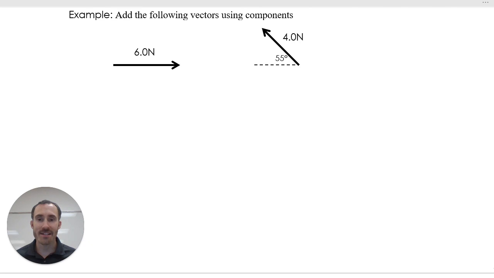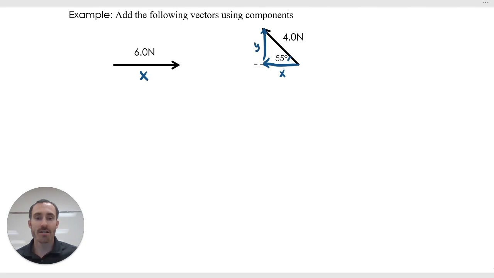We'll do one last example here. I'll do it a little bit faster this time because, you know, you can pause and go back. So, the 6 newtons is an x component. This 4 newton vector has an x component this way and a y component this way. So here's x, here's y, this is the 55 degrees. So we're going to split this 4 newtons into its x and y components.